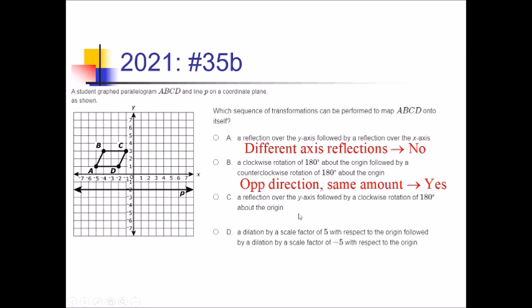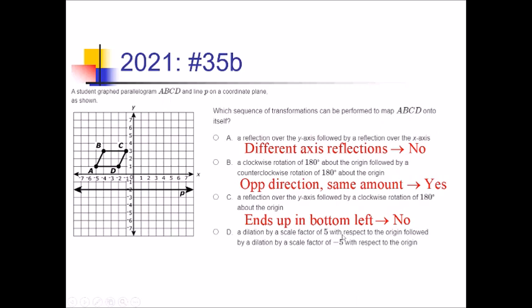So C, reflection over the y-axis, followed by a clockwise rotation of 180 about the origin. So just looking at point D here, if we flip this over the y-axis, it brings us over here, and then a 180 rotation brings us down into the bottom left, which is not going to be the same place we started. So since we're ending up in the bottom left and not the upper left, that means this is a no.